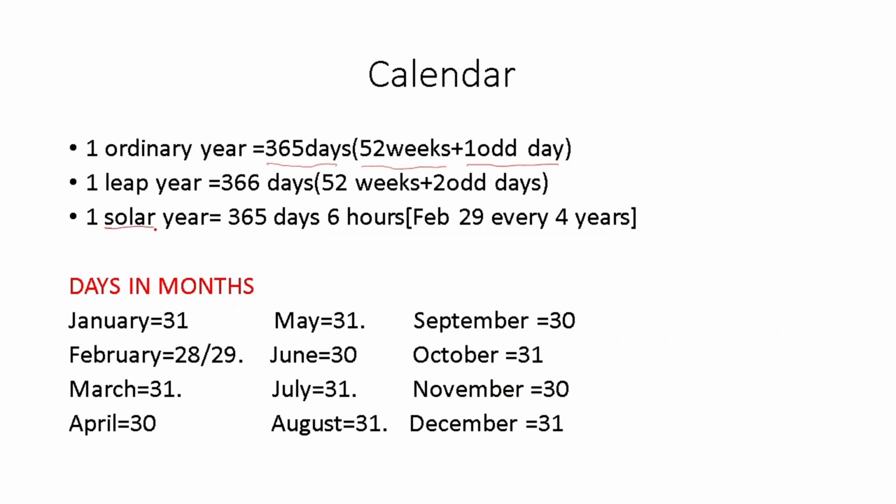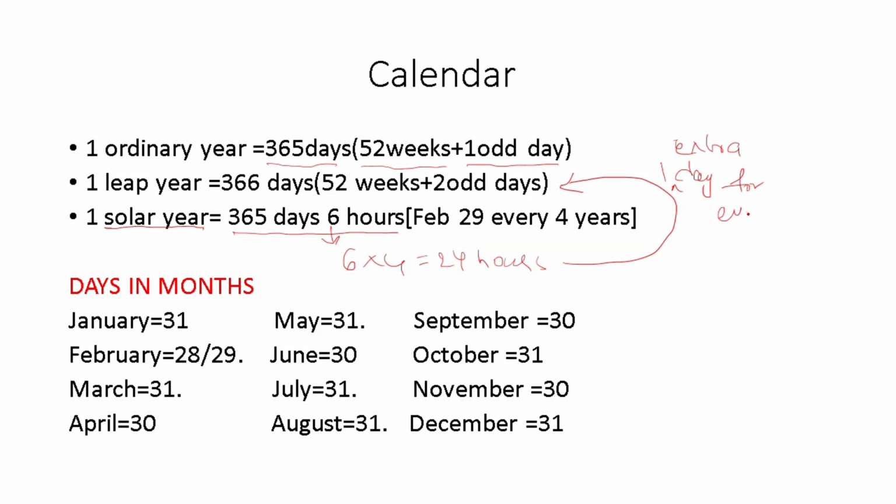One solar year means the time taken by the Earth to rotate around the Sun. It will take 365 days and 6 hours. Because of this 365 days 6 hours, if we multiply the 6 hours by 4, then it is 24 hours. That's why we are getting a leap year, one extra day, for every 4 years.